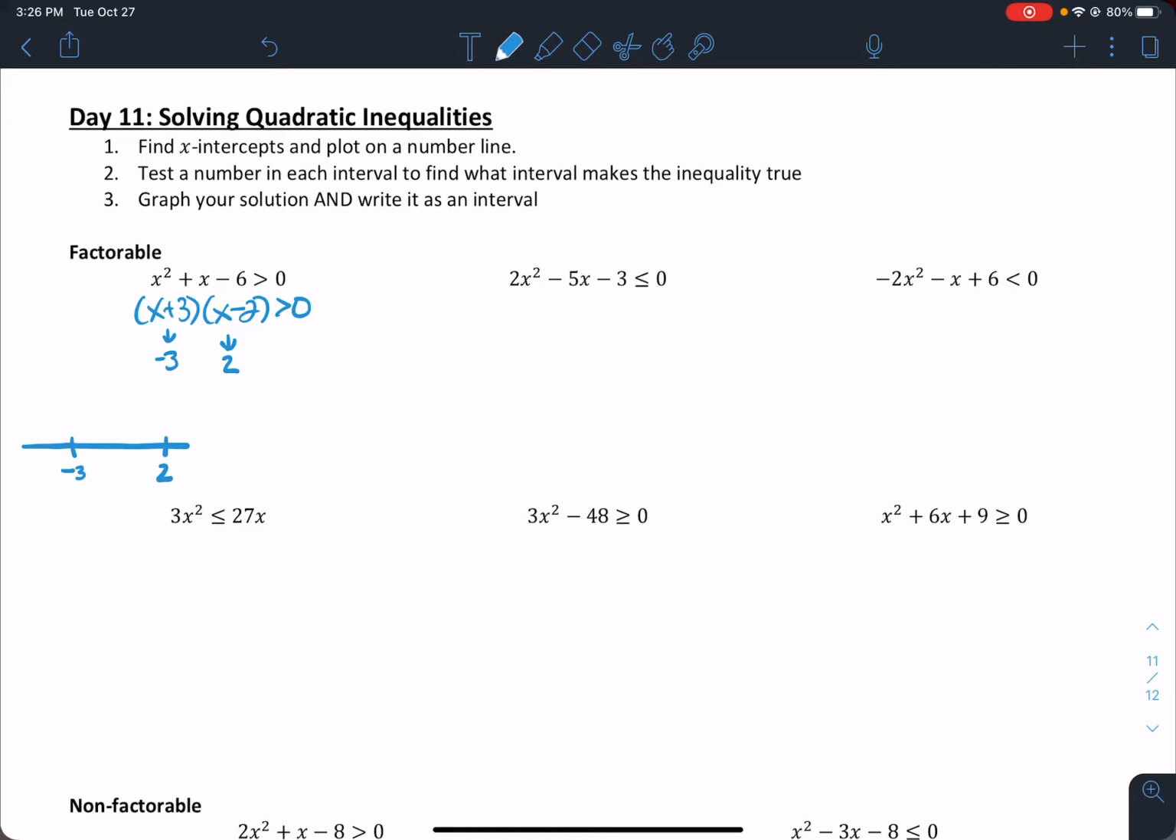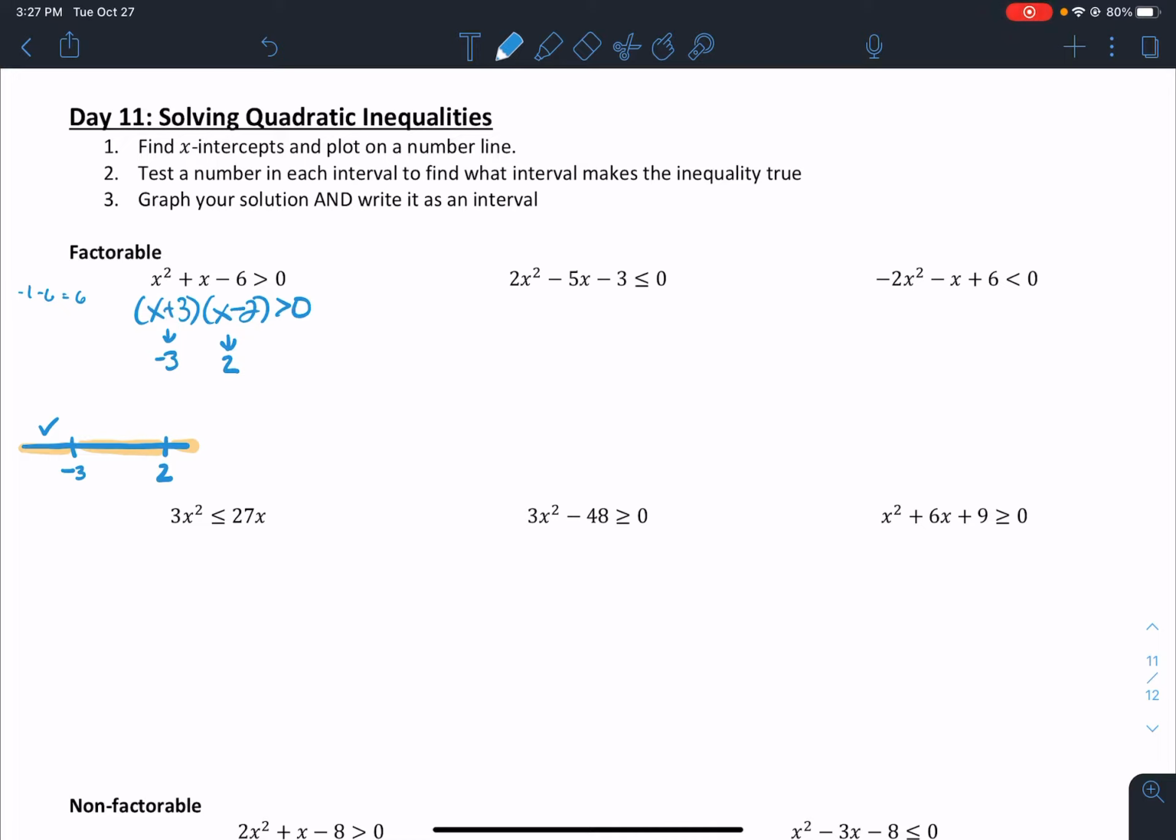Okay, so now what I'm going to do is test a value in each of these little ranges: from negative infinity to -3, from -3 to 2, and then from 2 on to infinity. I'm going to test a number in each of those ranges and see which ones make the inequality true. So, for example, -4, right? So let's test it. -4 plus 3 is -1. -4 minus 2 is -6. If we multiply them, that gives me +6, which is greater than 0. So yes, it works over there.